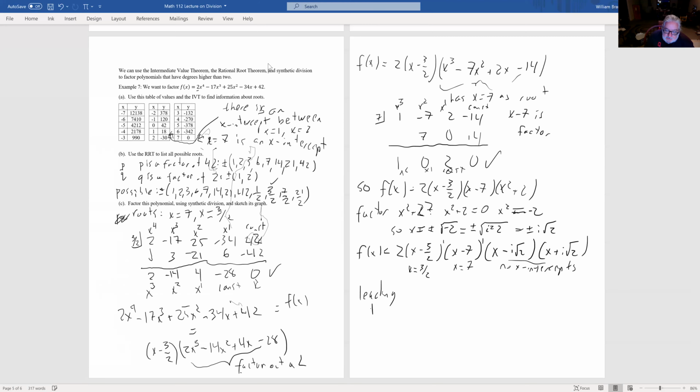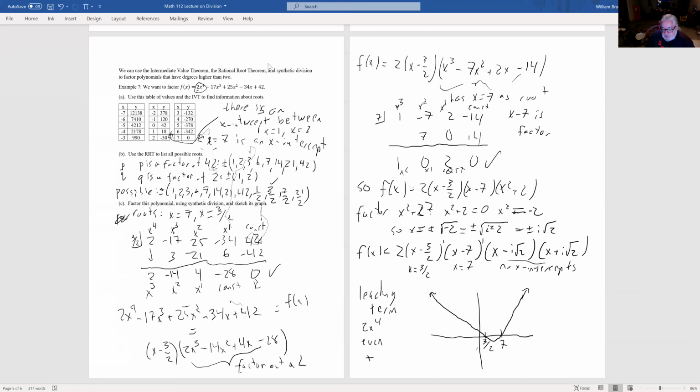What's the leading term? Well, we go back up to the original equation. The leading term is right there. It's 2x to the 4th. It's even and it's positive. So that means our end behavior is like that. It rises on both sides. 3 halves is where one of my x-intercepts is. The other one is at 7. So the graph should come down to 3 halves, go under, and go through again at 7, join up with its end behavior. So that's what the graph looks like.